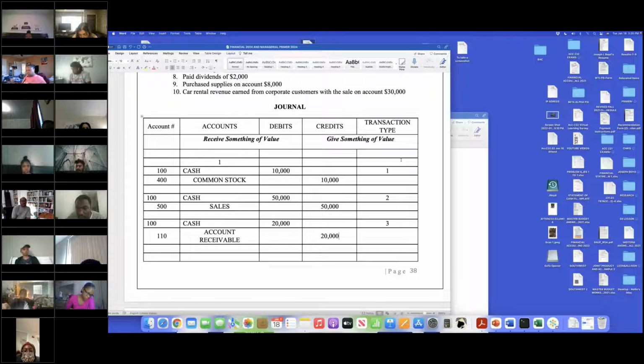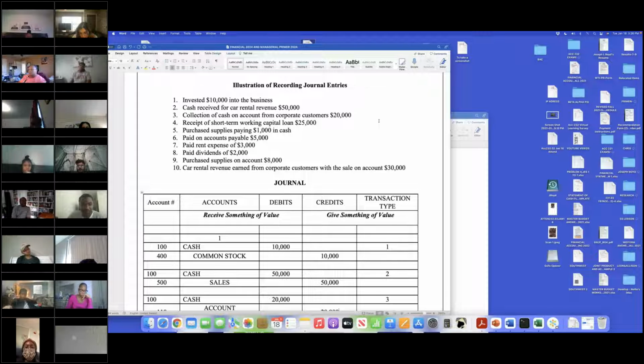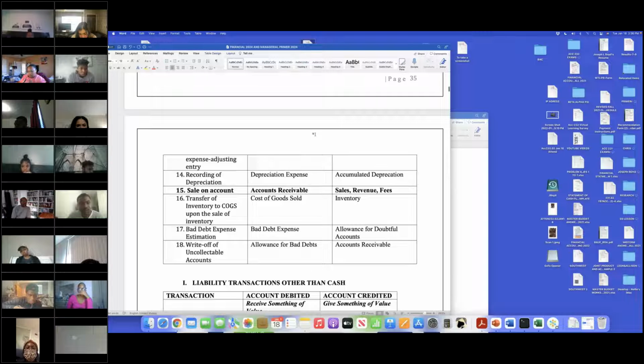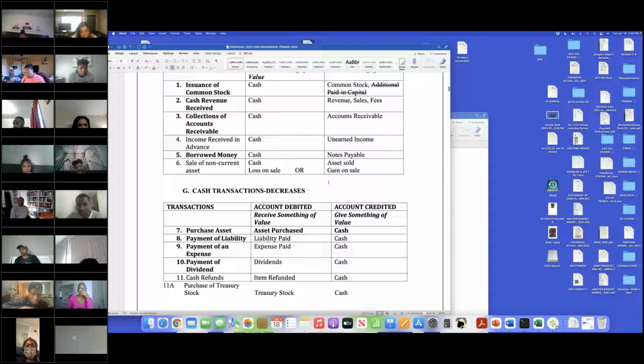Okay. Let's see if we can get a couple more in. We finish at what, 3:45? Okay. Receipt of a short-term working capital loan. That's still cash coming in, so it's got to be 1 through 6. So which one is that? Number 5, and I do have them kind of highlighted. So the number 5, we're debiting cash, and what are we crediting? We are crediting notes payable.